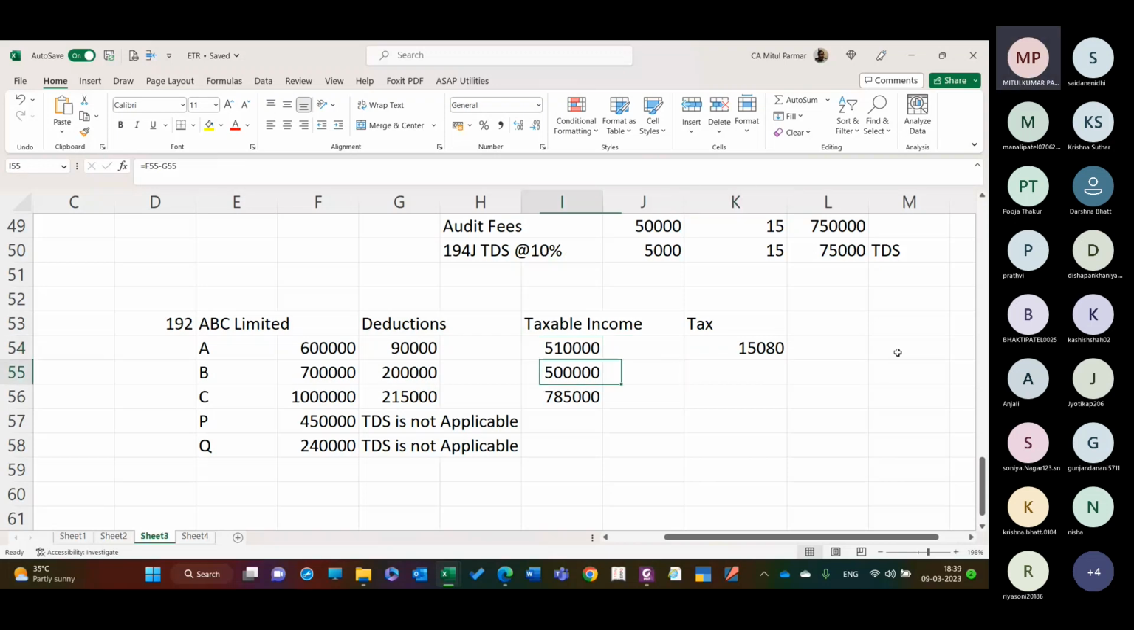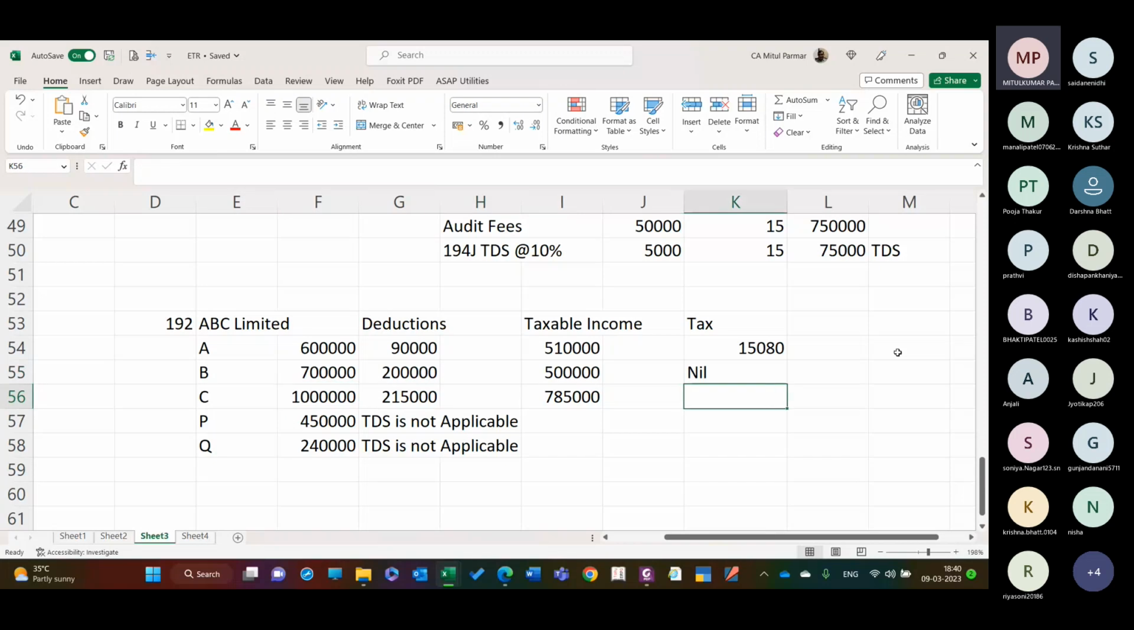Now in case of B, even though his income is 7 lakhs, he has a deduction of 2 lakhs, so his taxable income is 5 lakhs, and the tax comes out to be nil, because up to 2.5 lakh there is no tax. From 2.5 lakh to 5 lakh there is 12,500, but a rebate of 12,500 is available, so the tax will become nil.